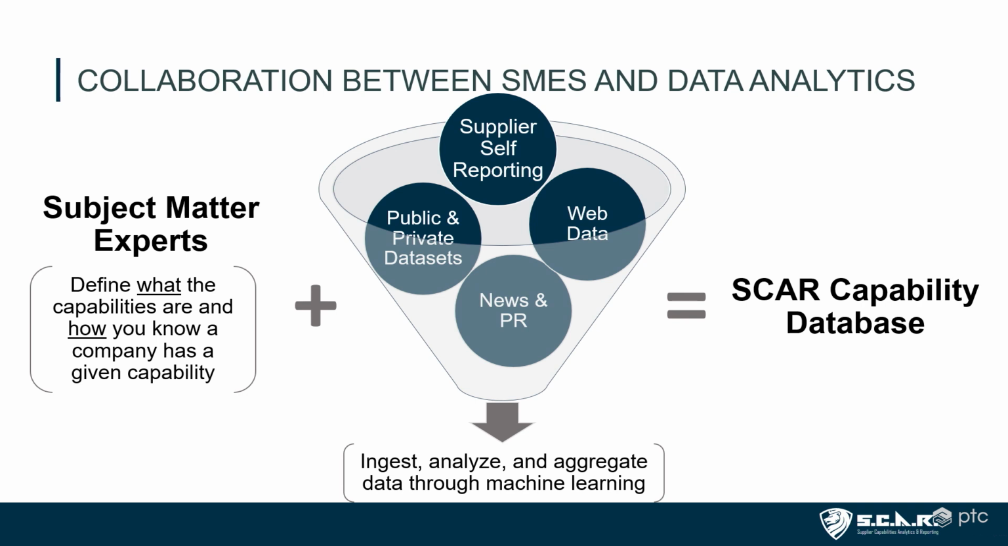And so once we have the specifications for each industrial base sorted out and decide what is important to spec out and filter our data, then we're able to aggregate data through machine learning. So we're pulling through all of these other databases like public and private data sets, and actually going to the suppliers themselves and presenting data that we've found on them and allowing them to self-report. So this is how we have built out this SCAR capability database.